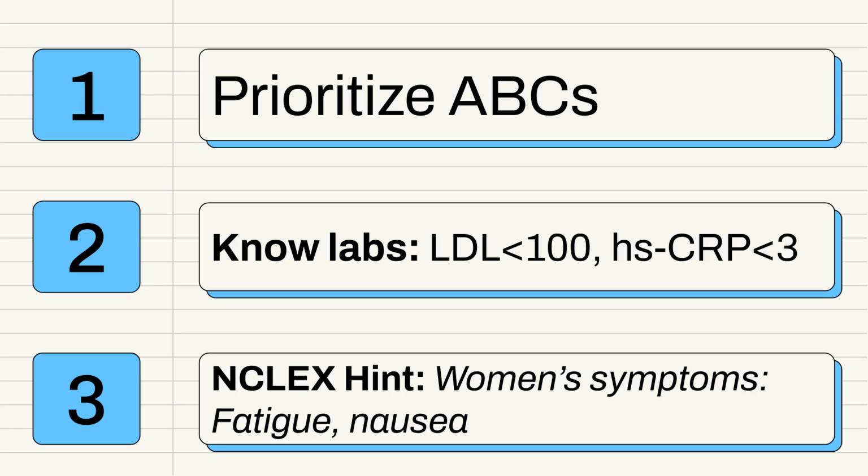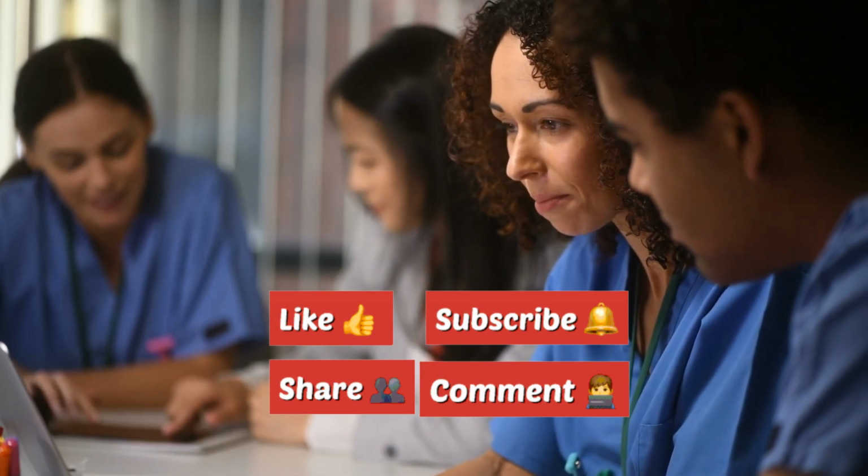Sample question: a patient reports chest pressure after exertion, relieved by rest. What's the likely diagnosis? Answer: stable angina. Know your lab values. LDL goal is under 100 mg per deciliter, and hsCRP over 3 mg per liter signals high CAD risk. That's a wrap on CAD and ADPIE.